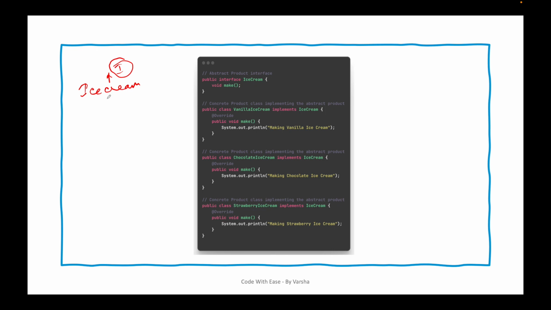Now when this becomes an interface, again, it is divided into concrete classes, which means the concrete classes are going to implement it. Vanilla ice cream will implement, chocolate ice cream will implement, strawberry ice cream will implement. What will they implement? They'll implement the make method. So when vanilla ice cream is implementing the ice cream interface, it is overriding the make method and saying, I am making vanilla ice cream, or I am making chocolate ice cream, or I am making strawberry ice cream, whatever it is. The make method is overridden.